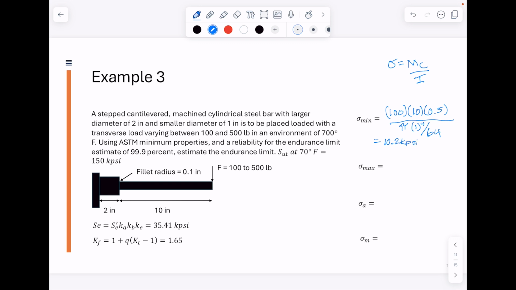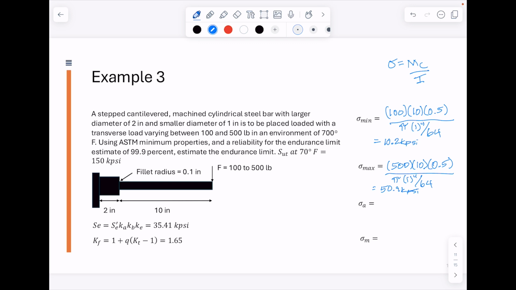kpsi. Our sigma max is going to be equal to 500, which is our maximum force there. We'll have the same moment arm of 10 inches, the same c of 0.5 inches, and that will be over our pi times the diameter, so 1 to the 4th over 64. And that will be equal to 50.9 kpsi.